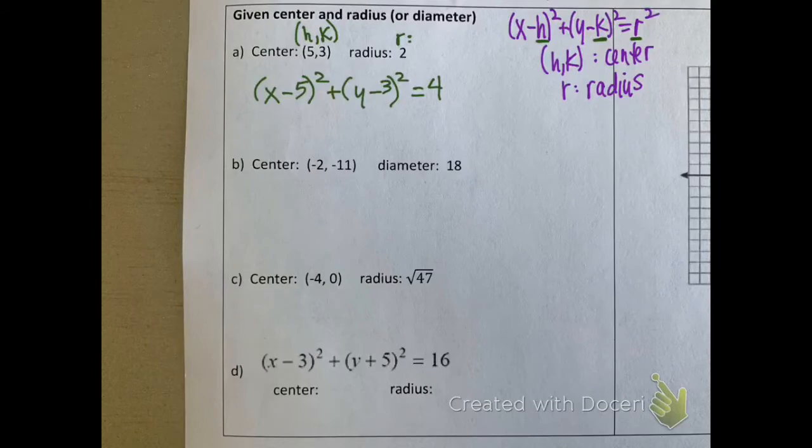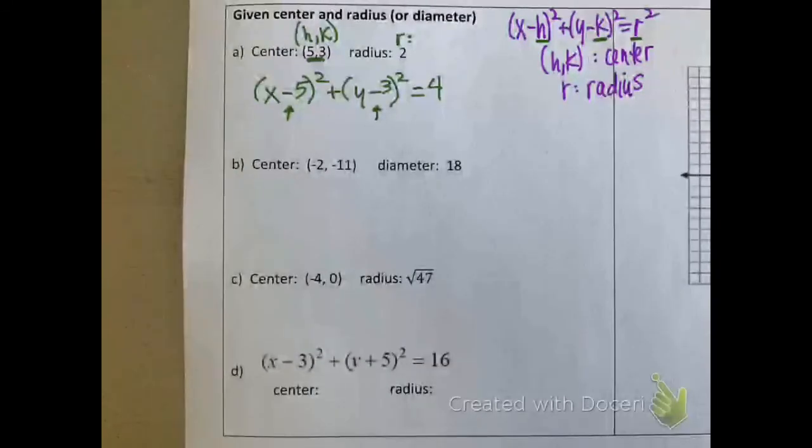One thing you'll notice is that if the center had positive values, there will be negatives inside the parentheses. And vice versa, if the center has negative values, when you plug it in, you would have a double negative and they would turn positive.